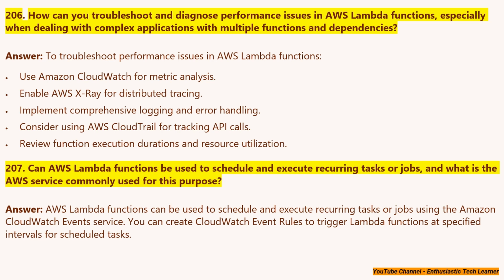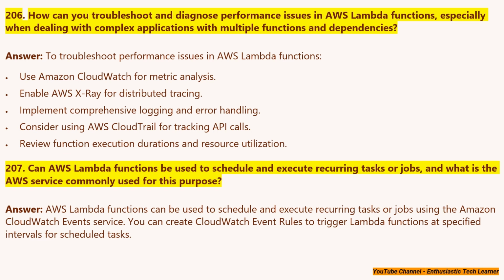complex applications with multiple functions and dependencies? To troubleshoot performance issues in AWS Lambda functions, use Amazon CloudWatch for metric analysis. Enable AWS X-Ray for distributed tracing. Implement comprehensive logging and error handling. Consider using AWS CloudTrail for tracking API calls. Review function execution durations and resource utilization.